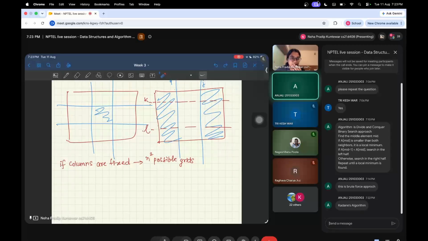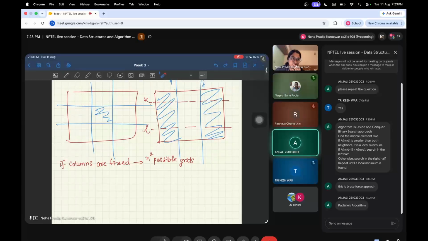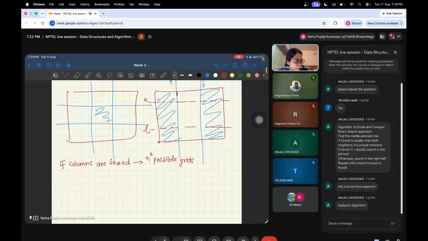Ma'am, we can add the elements between these two columns row wise, and this converts the 2D array into a 1D array, and then we will apply Kadane's algorithm. Yeah, that's correct. So the point is that if I have to take row 1, then I have to take all of row 1. All these entries will contribute towards the sum.